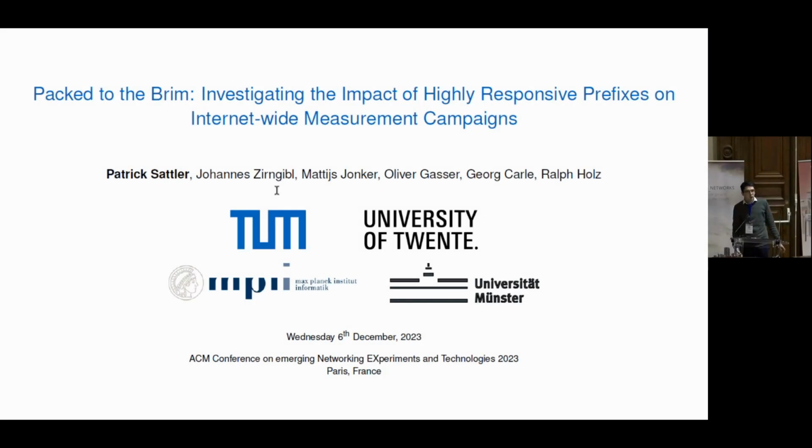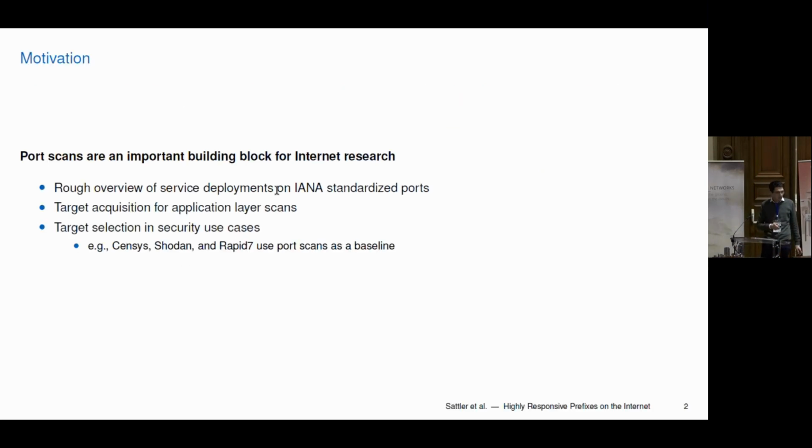Yeah, so the work I will present today was a collaboration between Technical University of Munich, University of Twente, MPI for Informatics, and University of Münster. So let me start with why port scans are important and where they are used. With port scans, you can get a rough overview of service deployments on IANA standard ports, for example, or you use them as targets for your application layer scans, which I will talk about in a moment.